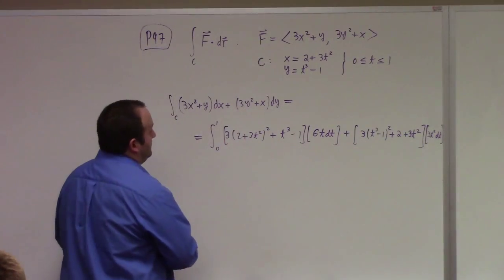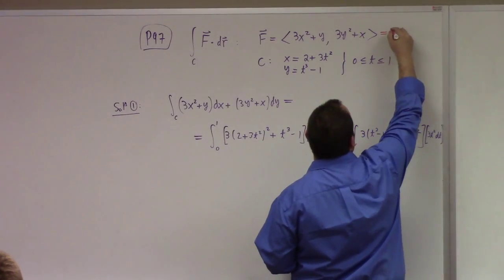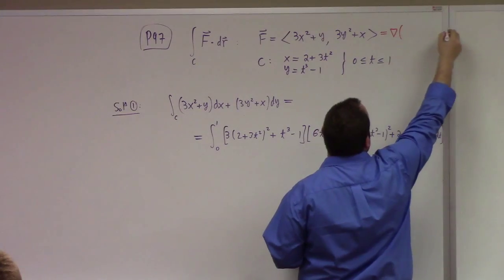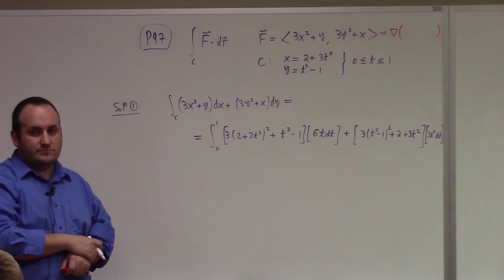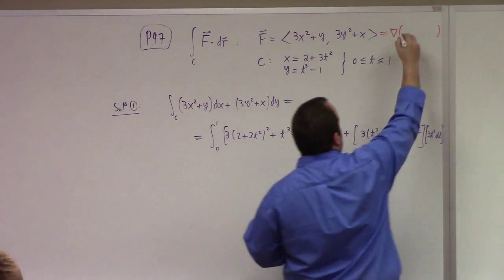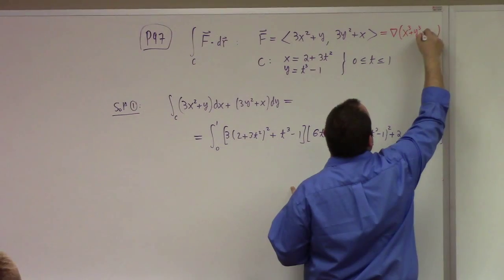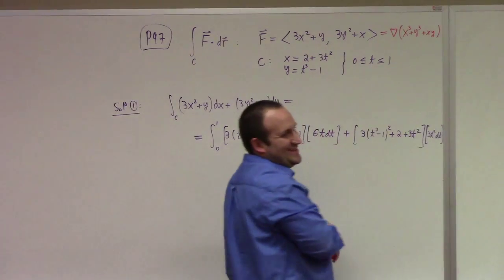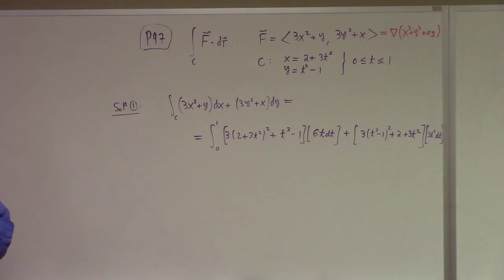Don't mind me. So this is equal to what? The gradient of what function? x cubed plus y cubed plus xy. We have a winner. So all you got to do is take that potential function and calculate its difference at the terminal points of the curve. And we will again find 120.